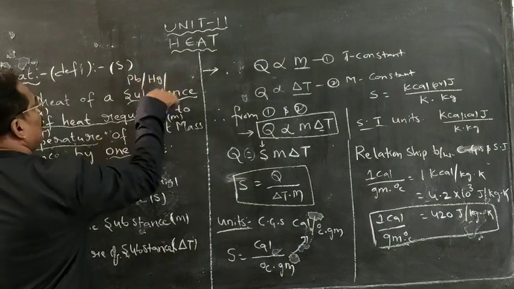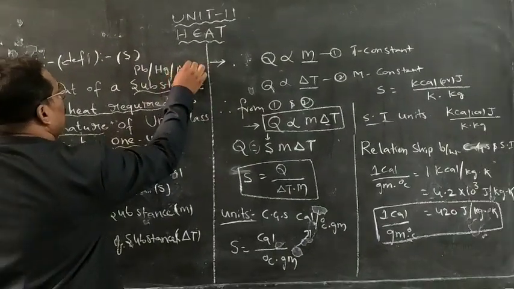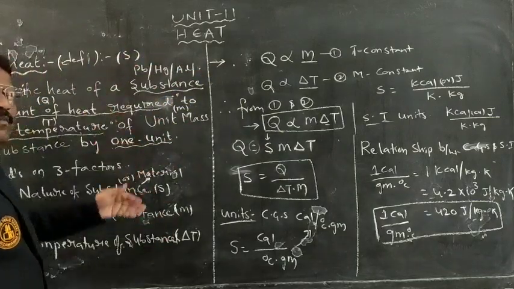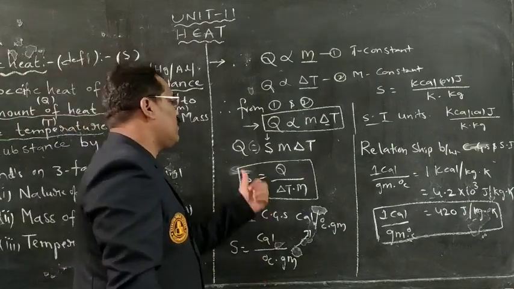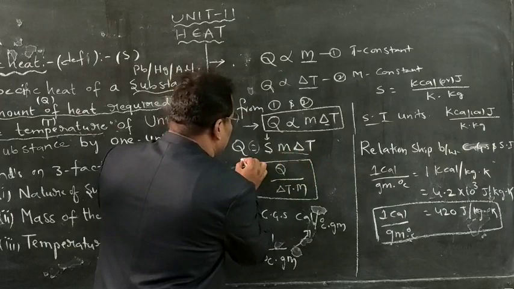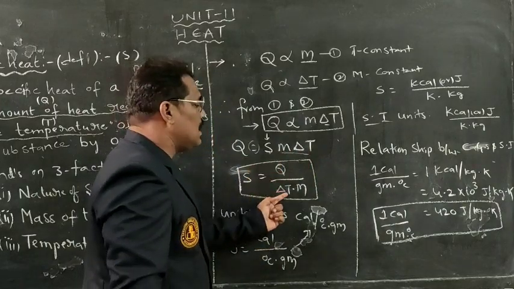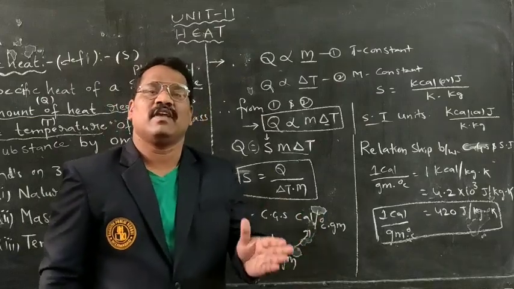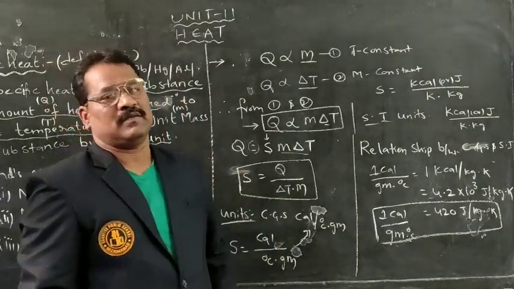If I have taken mercury, it will have a different value. If I am taking aluminum, it will have a different value. Depending upon the nature of the material, it can exist. Therefore, S is equal to the formula. I need only S, so keep S here and bring these two things down. Therefore, Q by delta T into M will give us the formula for the specific heat of a substance.